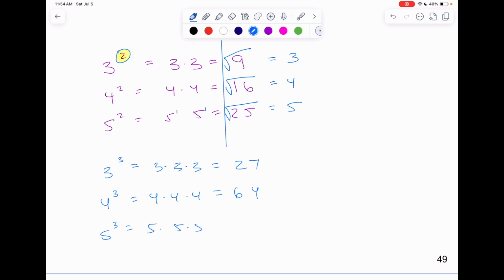5 times 5 times 5. That gives us 125. But what if I wanted to undo that function? What if I wanted to undo it? Well, let's think about how to undo cubing something. Well, we do what's called the cube root.